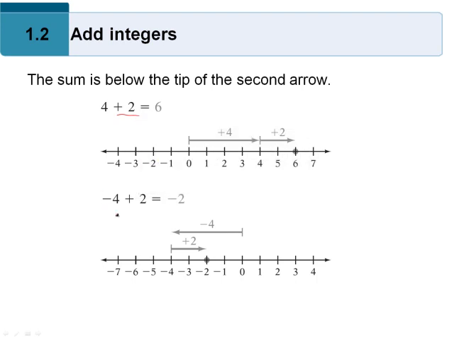The second one, we have negative 4 plus 2. Okay, so we start at 0, and we go to the left to negative 4. Now from there at negative 4, since we're adding 2, we have to go to the right, and so we go back to the right 2 places and we end up with the answer of negative 2.